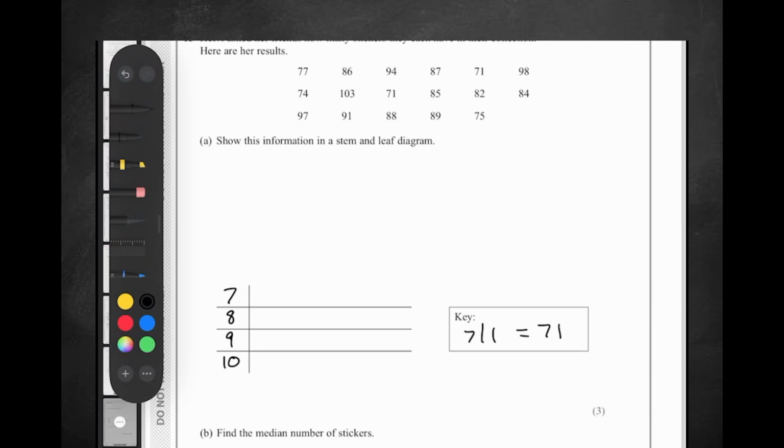So, we're going to have 71, which is that. We have another 71, which is that. We have a 72, no. 73, no. 74 we do. And a 75 we do. 76, no. 77. And that's all the 70s.